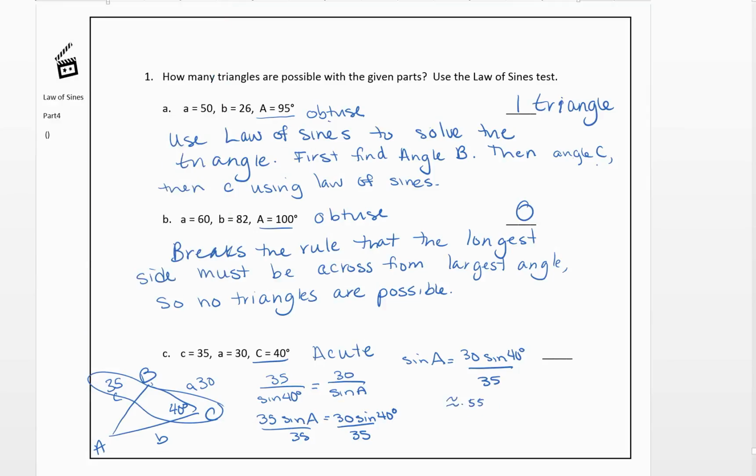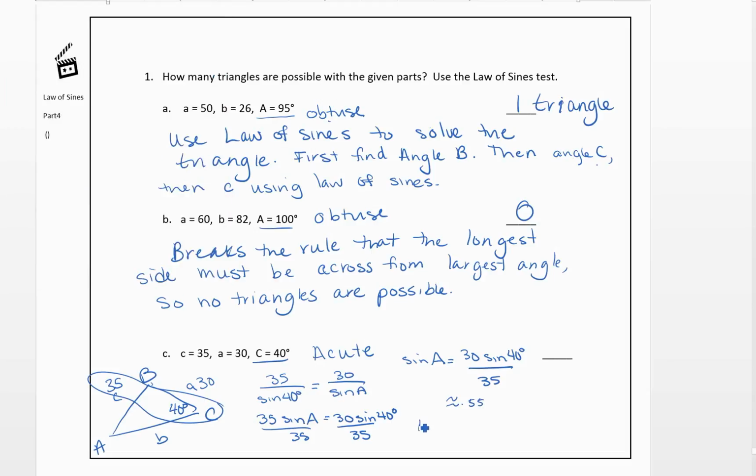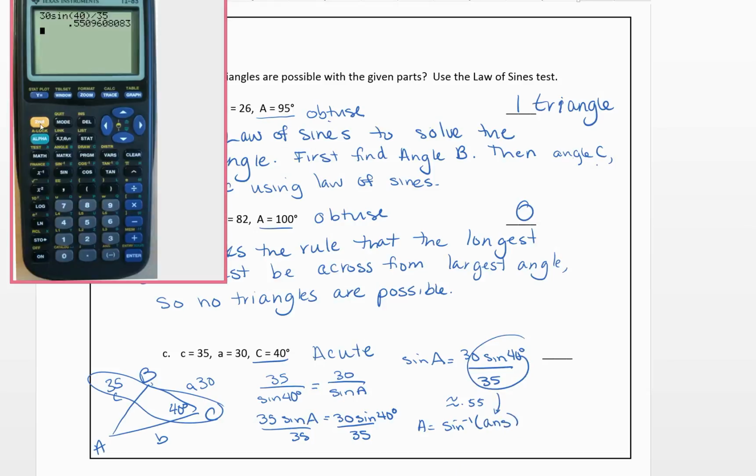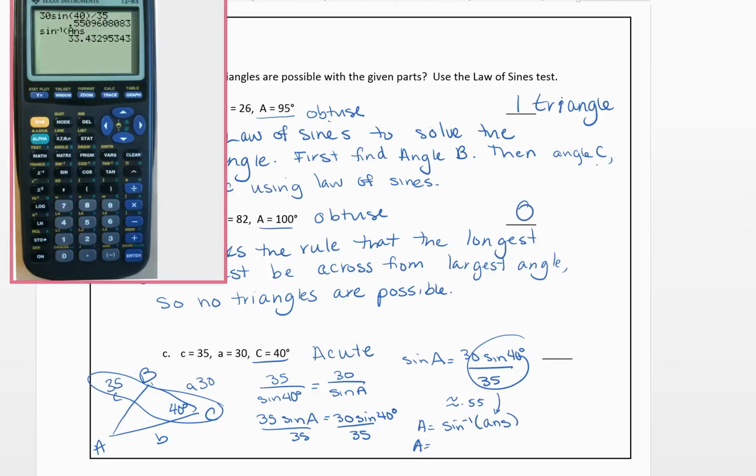So that's less than 1. Here's the case where we could get two triangles, and here's how we determine if it's 2 or 1. To find A, we take sine inverse of this answer, which you've already put in your calculator, as long as you haven't done anything else. So sine inverse of that answer gives us that one possibility for A is 33.4 degrees.